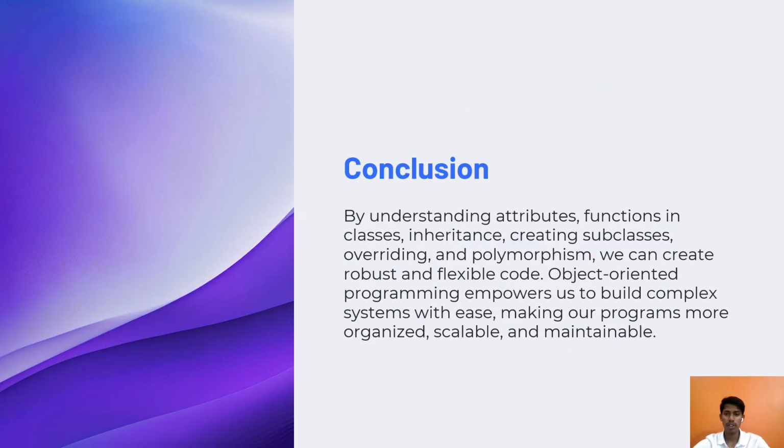So coming to the conclusion, we have learned about the attributes, functions in classes, inheritance, creating subclasses, overriding and polymorphism. We can create robust and flexible code. Object-oriented programming empowers us to build complex systems with ease, making our programs more organized, scalable and maintainable.